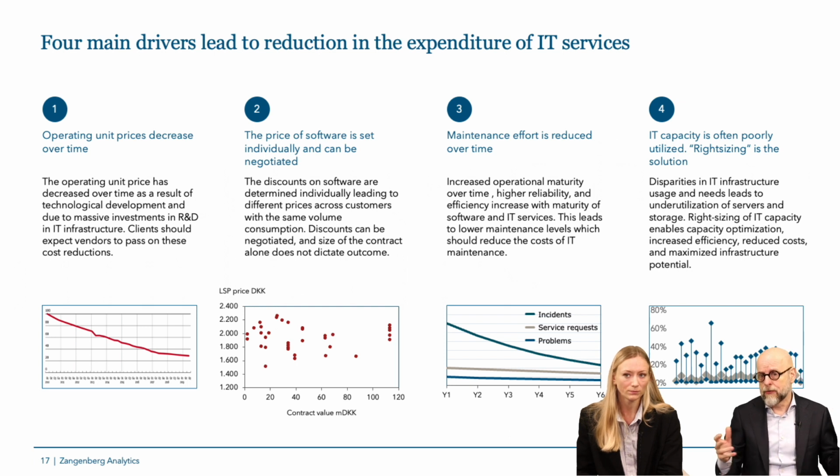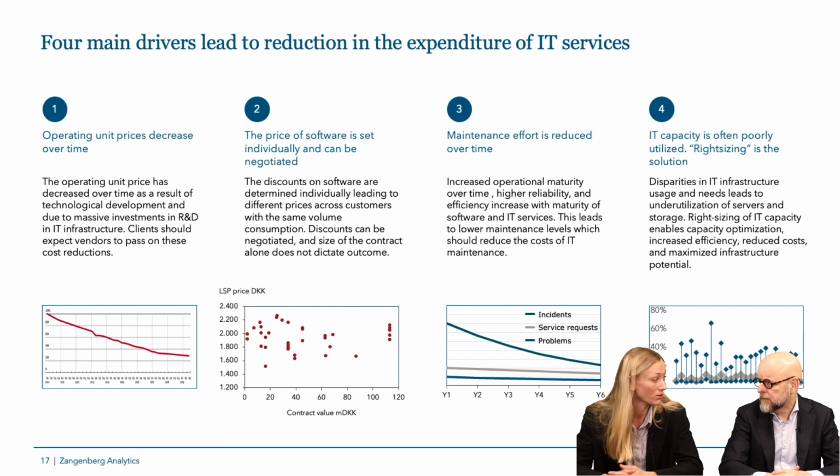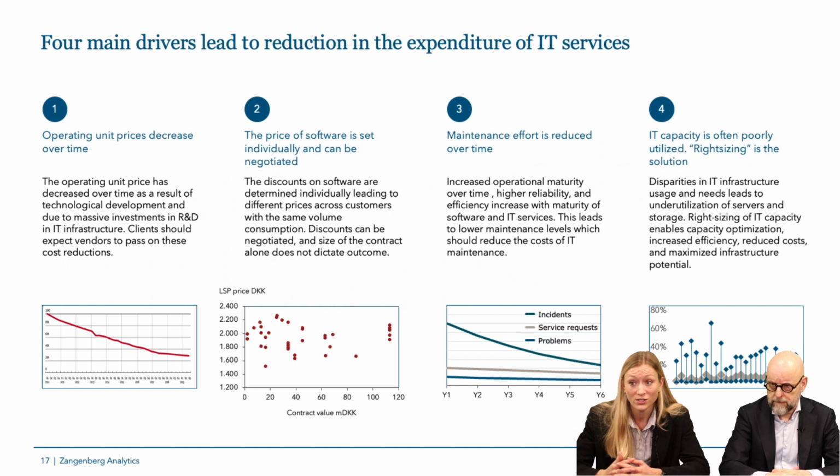So these first three are all about pricing things correctly. The fourth one is more about buying only what you need, and right-sizing your IT capacity. By right-sizing, you make sure that you don't have underutilization in your IT setup, both in server and storage. Right-sizing your IT capacity leads to increased efficiency, reduced cost, and maximized potential in your infrastructure setup.